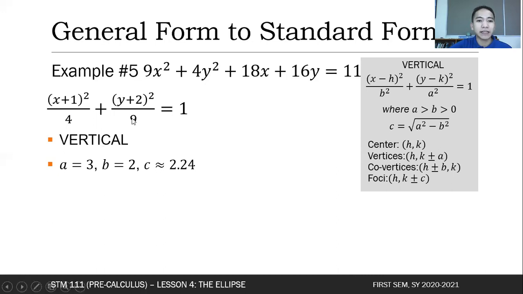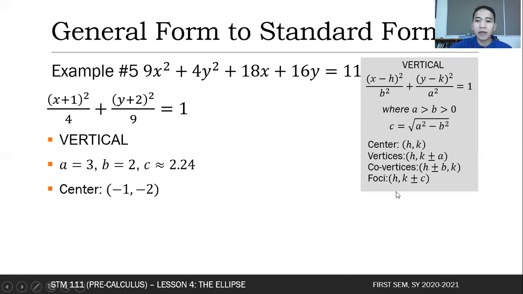So here, A is 3 kasi 9 ang A squared. B squared is 4, so it gives you 2. Using the formula, C will give you approximately 2.24. Then the center, HK, negative 1 and negative 2. Kasi positive 1 dito, so pag kunin negative 1, positive 2 pag kunin negative 2.